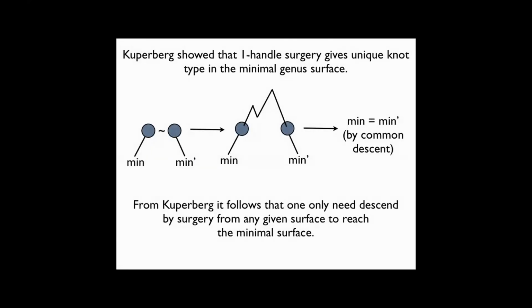Kuperberg showed something very interesting. He showed that the one-handle surgery gives a unique knot type in the minimal genus surface. That is, you can look for the least genus surface on which the knot would live, allowing it to undergo its Reidemeister moves and everything. There will be some least surface, and up to topological embedding, that's unique. So if you knew the least genus surface, then you could forget about all the handle stabilization and just study the knot in that surface. Very nice theorem.